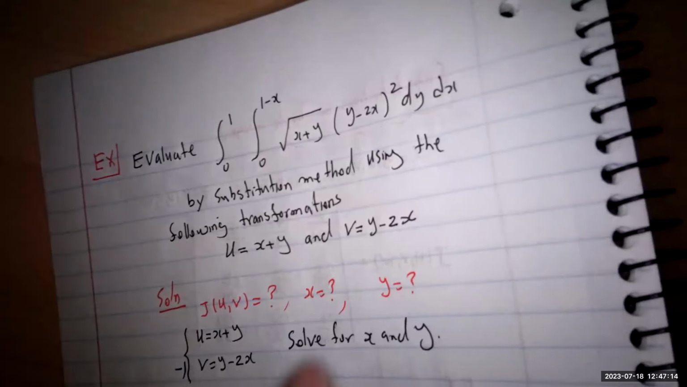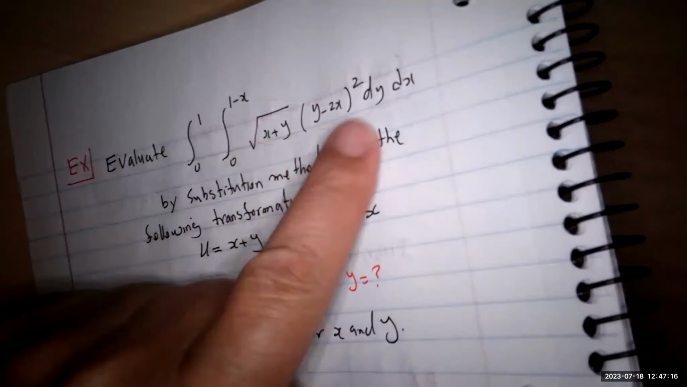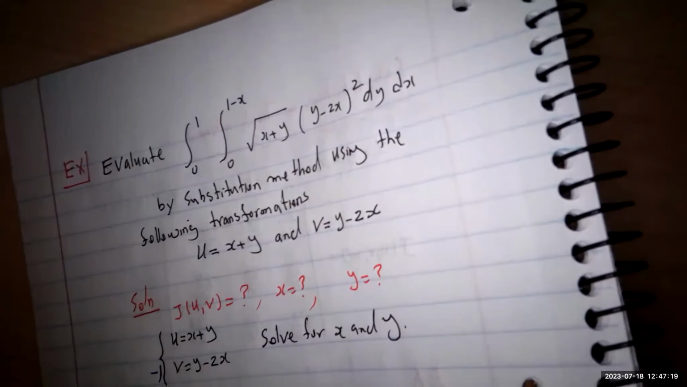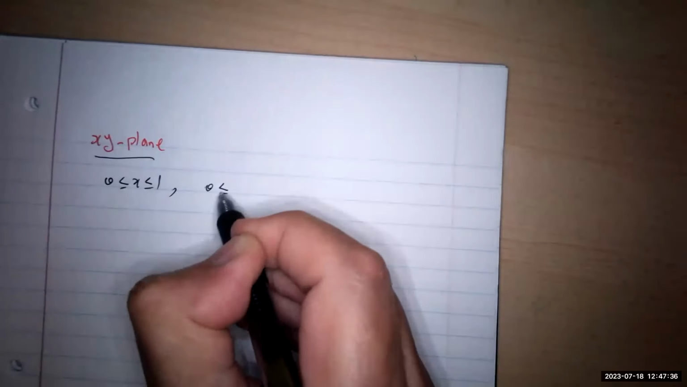Okay, this is the transformation that we have. In the original XY plane, you're integrating, look at this one. Your X is between 0 and 1, your Y is between 0 and 1 minus X. It's like the type 1, type 2 that we did. So we have X between 0 and 1, and you have Y between 0 and 1 minus X.